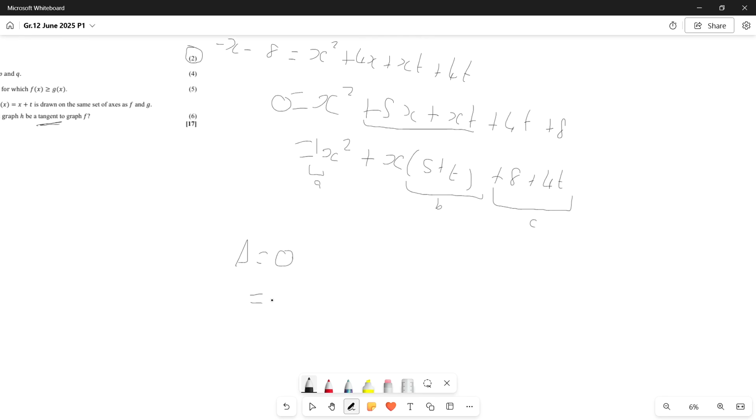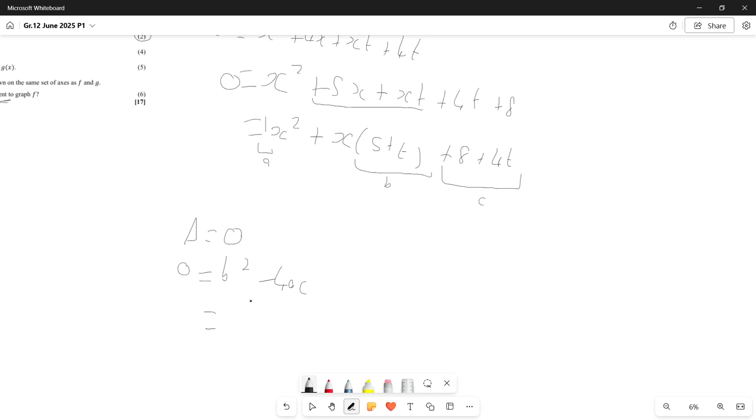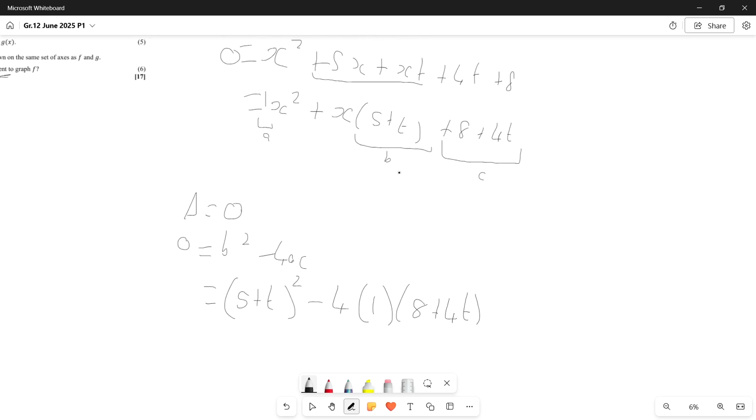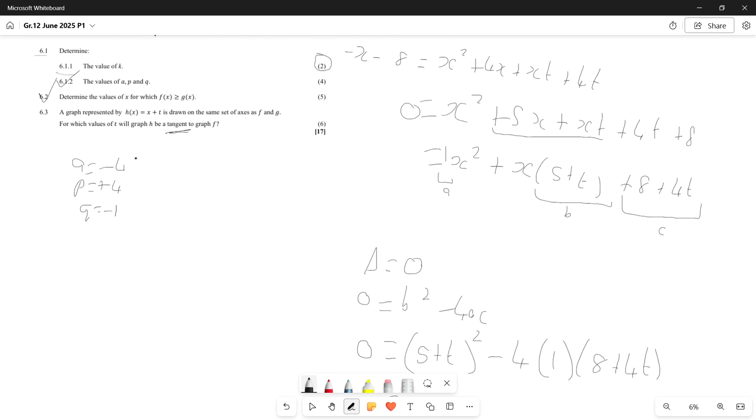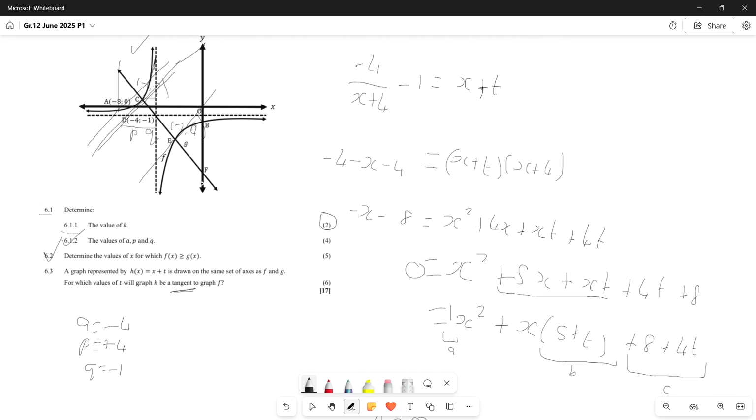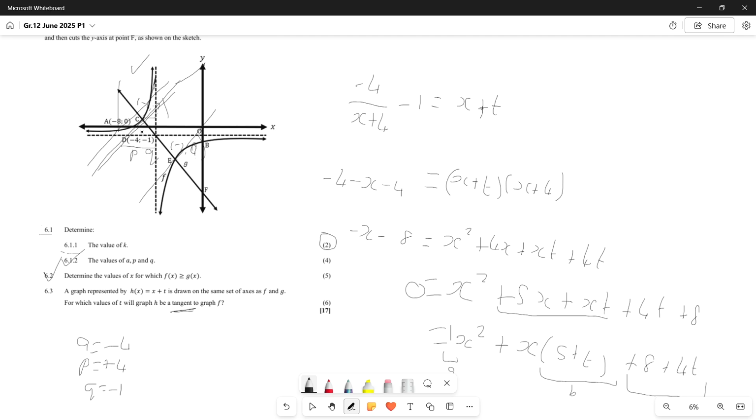And then our equation is b squared minus 4ac. So our b value is this 5 plus t over here, squared, minus 4, and then a's value is 1 over here. C's value is 8 plus 4t. Great. And now that we've plugged this into delta equaling 0, we have the values for t that we can solve for, which means it's going to be some type of quadratic because there will be two values that satisfy this equation that work for the tangent of this graph.